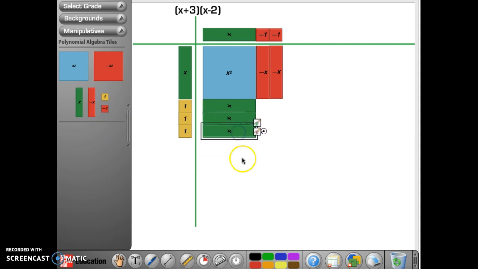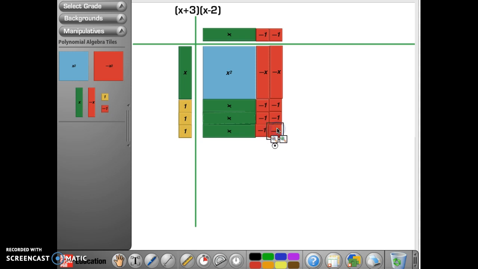All right, but we're not quite done. We have these little pieces to fill in. I know what negative 1 times 1 is going to be: negative 1. So I need to fill in all of these areas with our little units, our little negative units here. And now we've made a rectangle.